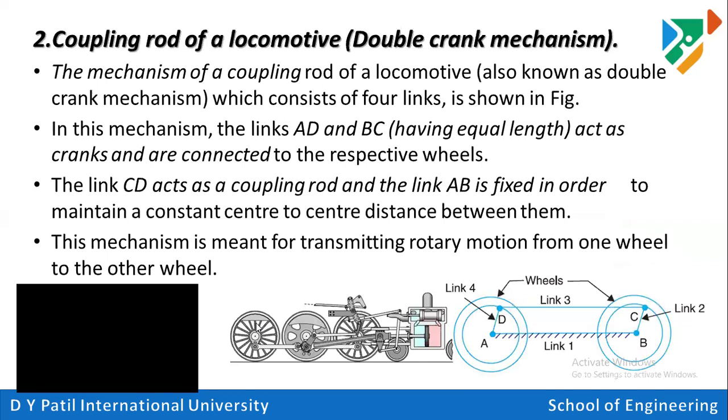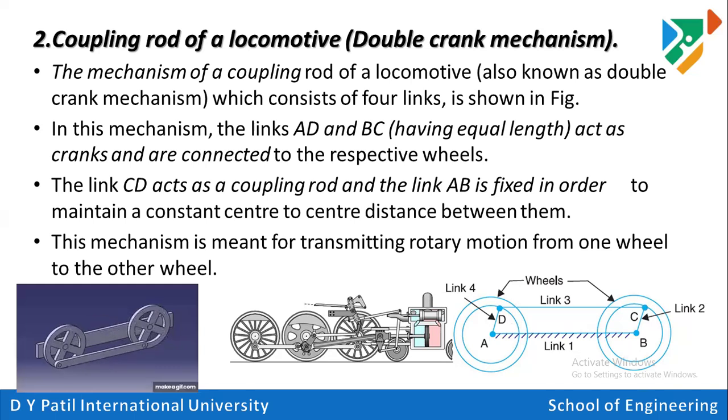This is also known as a double crank mechanism. So in the case of the coupling rod of locomotive, that means in the case of railway wheels, we are transferring the motion from first wheel to last wheel. So in this arrangement, the dimensions of link 1 and link 3 are the same. Similarly, the dimensions of the cranks are the same, that is link 2 and link 4. So rotary motion will get transferred into rotary motion with the help of these equal linkages. This is the way in which that system is functioning, how it is connected to each other and how it is working.